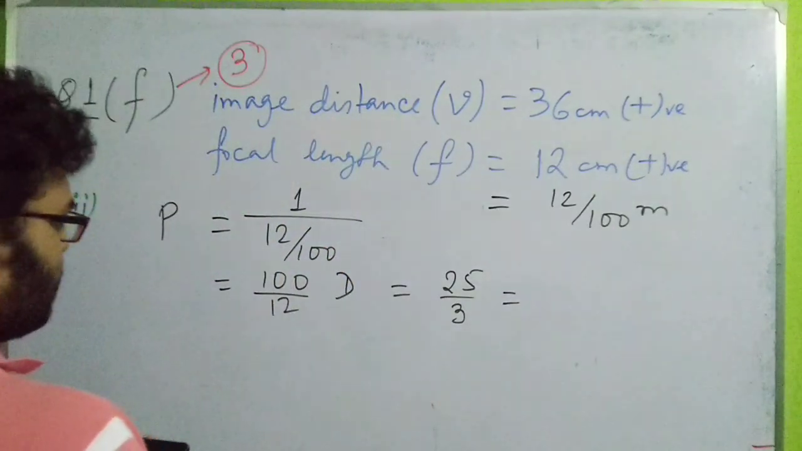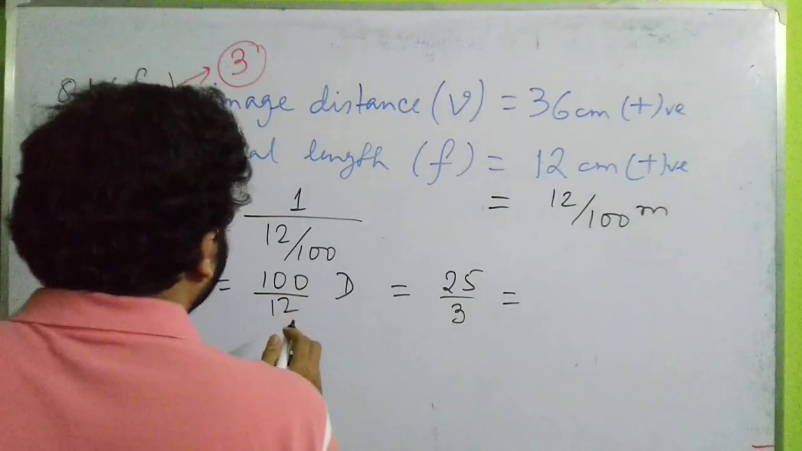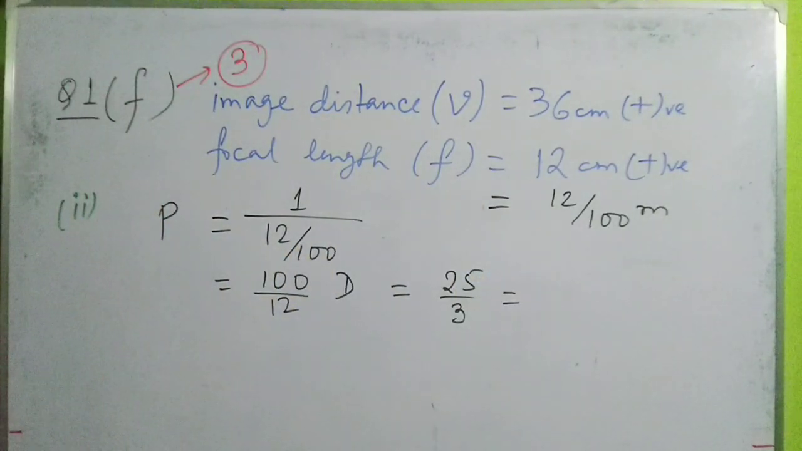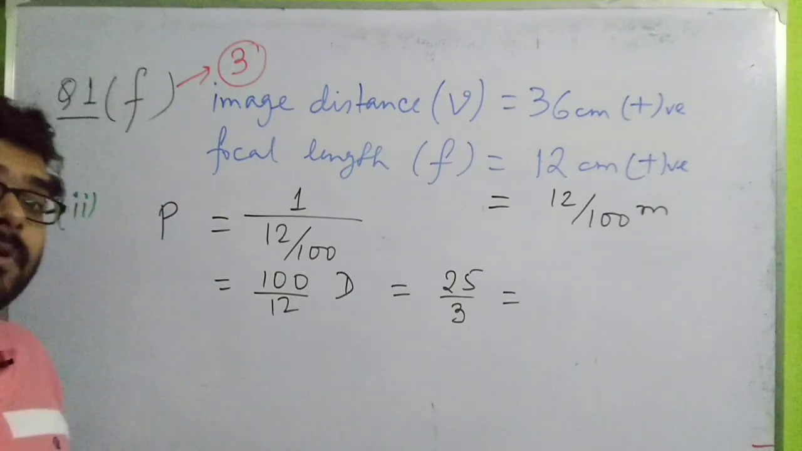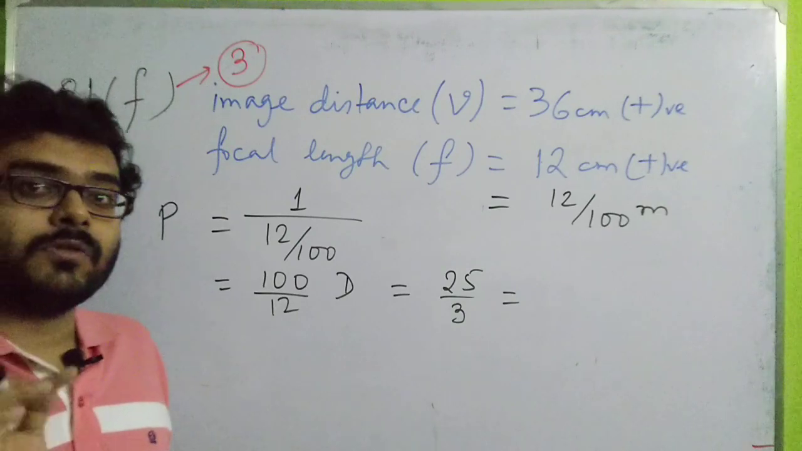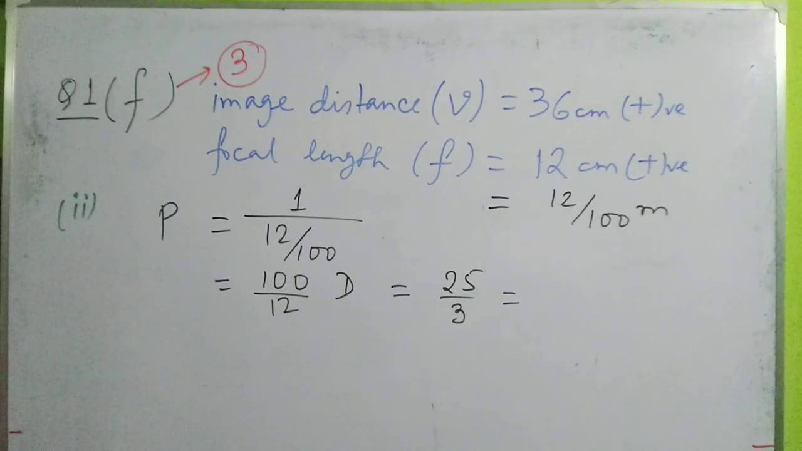Okay. So the focal length was positive, so obviously the power will also be positive. If the focal length is negative, the power will be negative. Remember this thing. If the focal length is positive, then the power of the lens will be positive, and if the focal length is negative, the power of the lens will be negative. So power of convex lens, we may note it down. Let me just write it at the corner of the board.